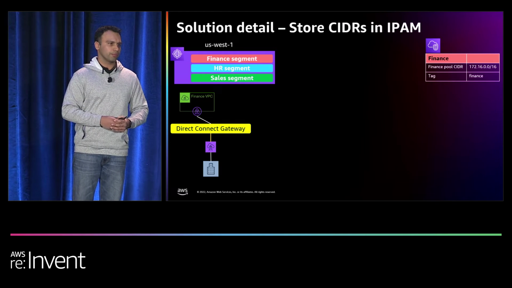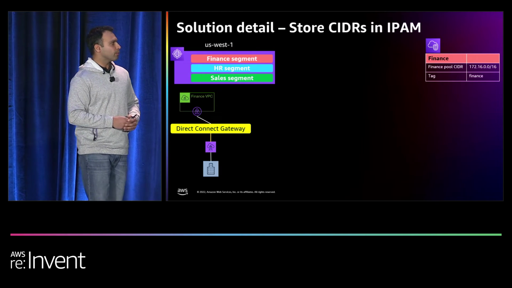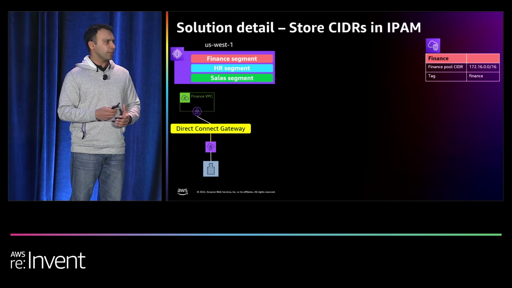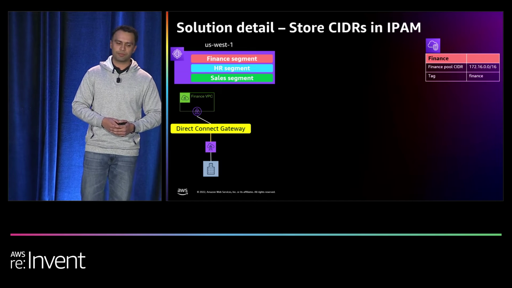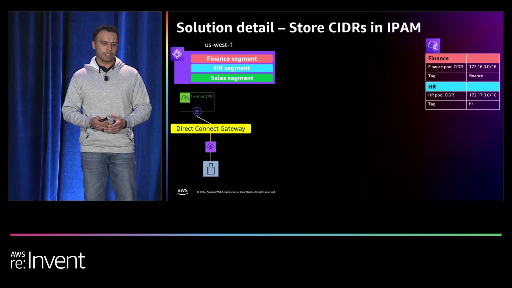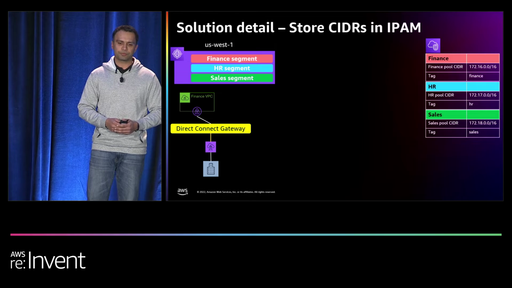And for this solution, the net intelligence that dictates which route should be pushed to each VPC's routing table is based on tags. So this VPC IPAM pool, since it belongs to the finance department, it must be tagged with the value of the department name, which is finance in this case. Similarly, you have an HR pool and then a sales pool.